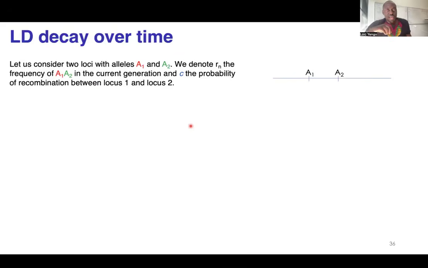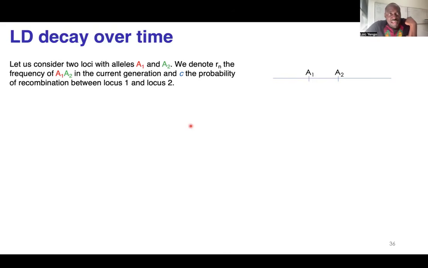So now I would like to end with two important aspects about changes of linkage disequilibrium. The first one is the change of linkage disequilibrium over time, and the last part will be about changing of linkage disequilibrium between populations. So let's consider two loci. We have a locus at a particular position, position 1, and a locus at another position, position 2. And we have two alleles, where we have allele A1 at position 1 and allele A2 at position 2.